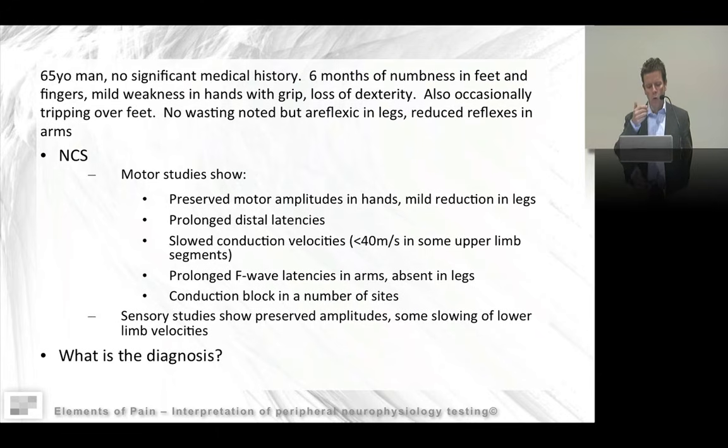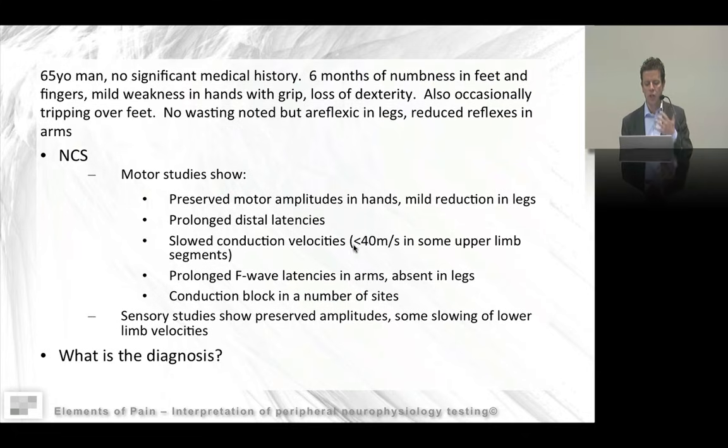And rather than going through a whole list of numbers this time, just mentioning some of the important findings, this time what we've got is normal amplitudes. They're a little bit reduced in the legs, but in the hands they are normal, but the latencies are prolonged.